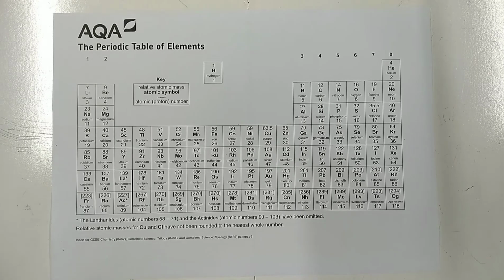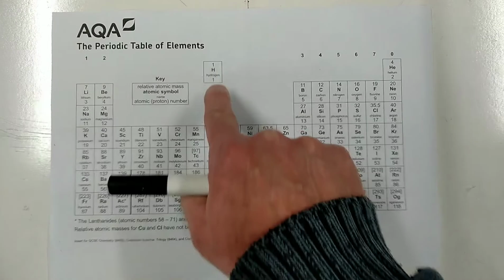Right, hello, this is your first session on Chemistry Year 10, and the topic is Atoms, Elements, Mixtures, Compounds, and an introduction to the periodic table. So here, as you can see, is the periodic table. It goes in order of atomic number. That is the bottom number here.